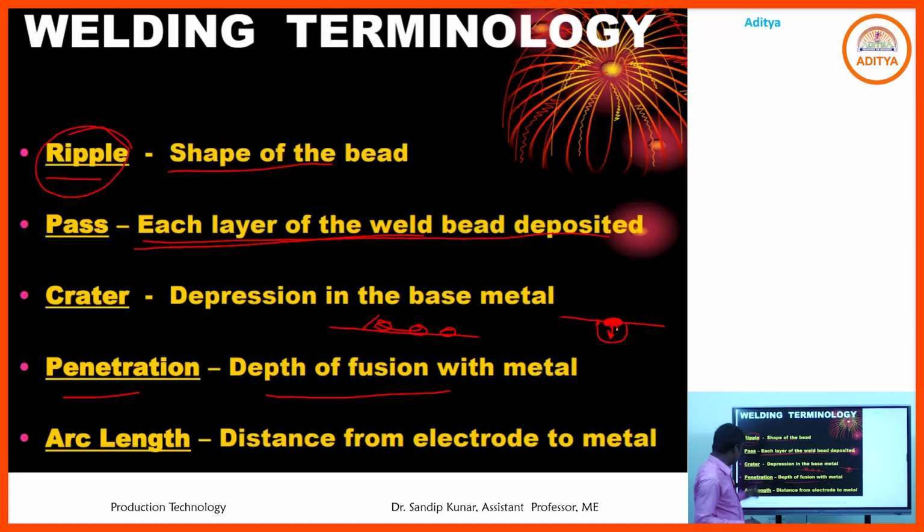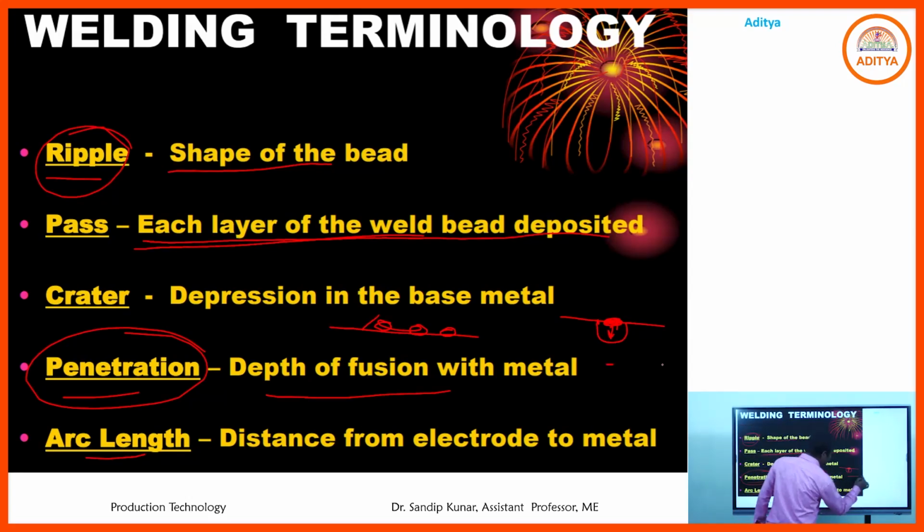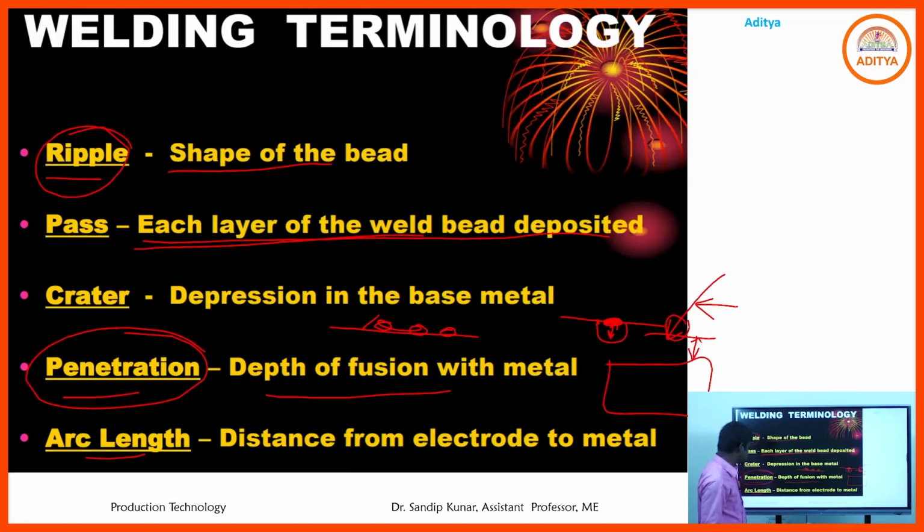That is the penetration. Arc length. Arc length means the distance between the electrode and the metal. If we take that as a metal plate and that as the welding torch, that distance is called the arc length.